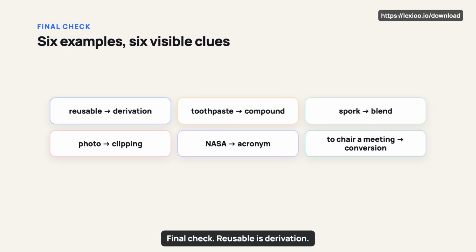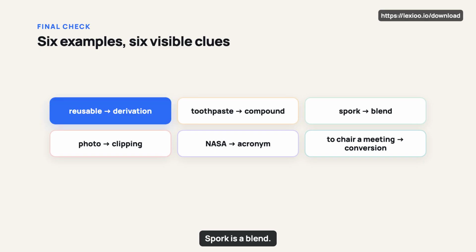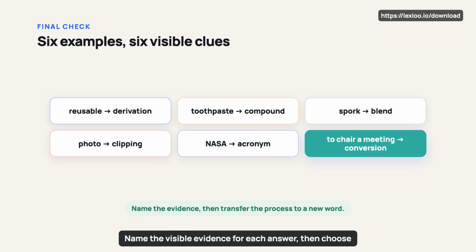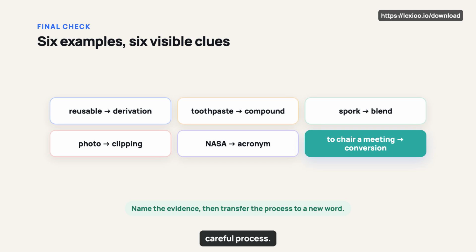Final check. Reusable is derivation. Toothpaste is a compound. Spork is a blend. Photo is a clipping. NASA is an acronym. To chair a meeting is conversion. Name the visible evidence for each answer. Then choose one unfamiliar word this week and run the same careful process.